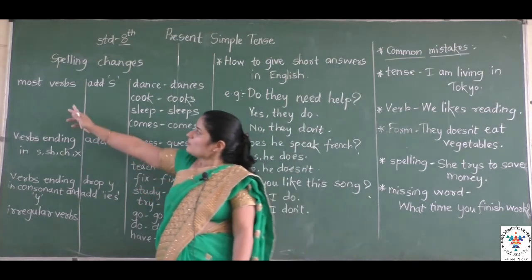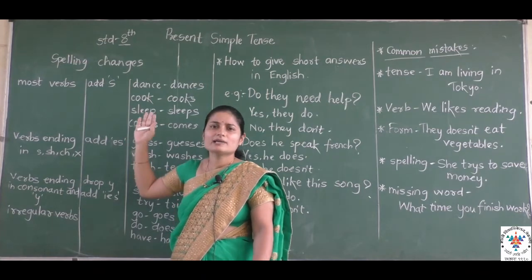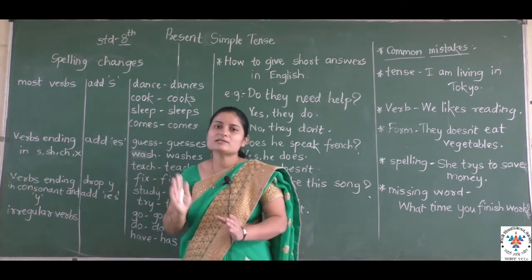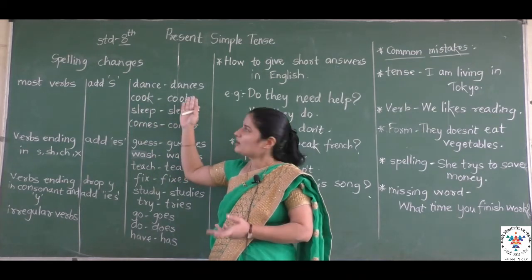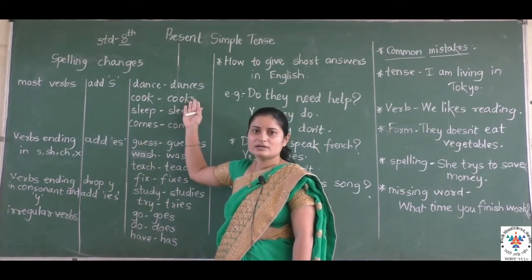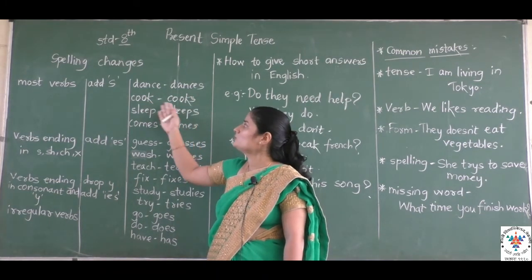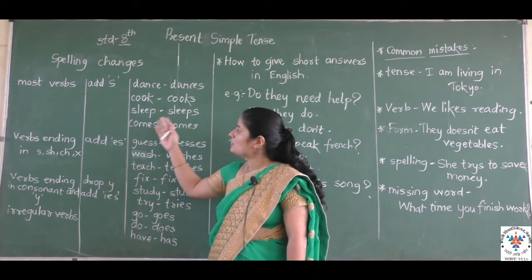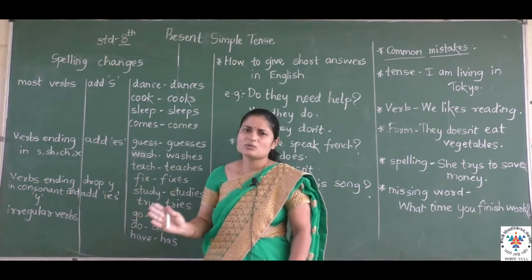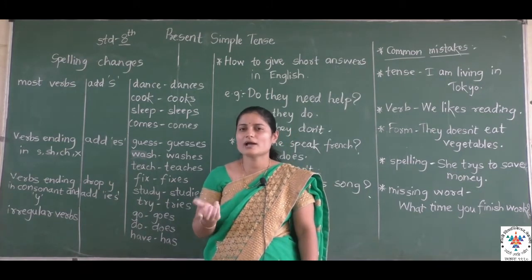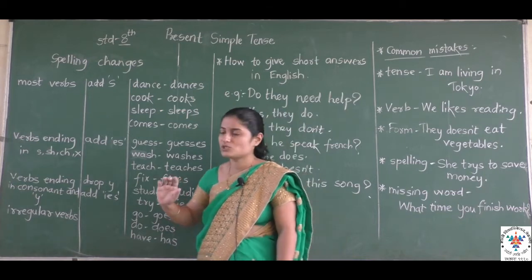Look at this. For most verbs, you should always add only s to the base form of the verb. For example, dance, dances. I have added only s here, nothing else. Cook, cooks. Sleep, sleeps. Come, comes. For most verbs, you should only add s when the subject is third person singular.